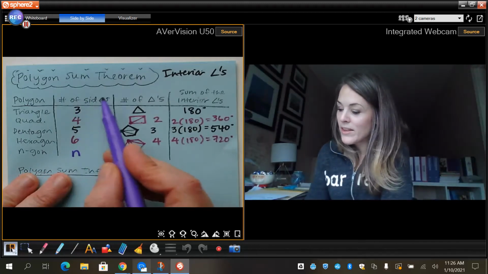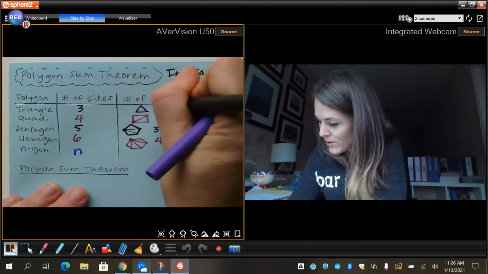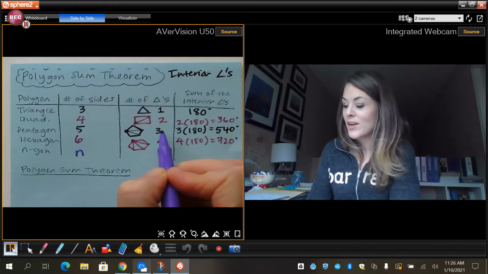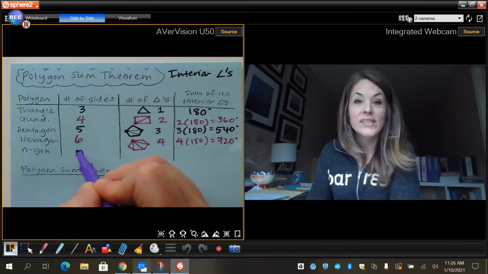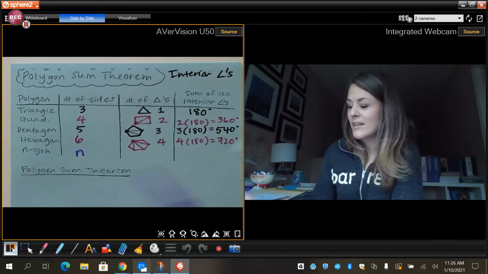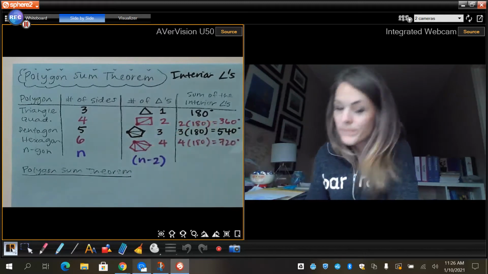So let's look at the connection between the number of sides and the number of triangles. Okay, so here, that's 1. So if I have 3 sides, there's 1 triangle. 4 sides, 2 triangles. 5 sides, 3 triangles. 6 sides, 4 triangles. So notice how the number of triangles is always 2 less than the number of sides. So this is going to be n minus 2.